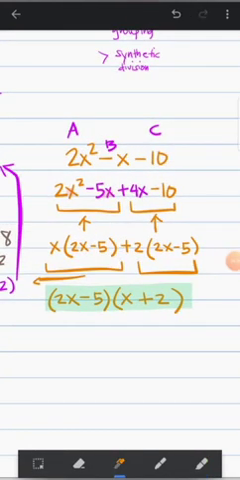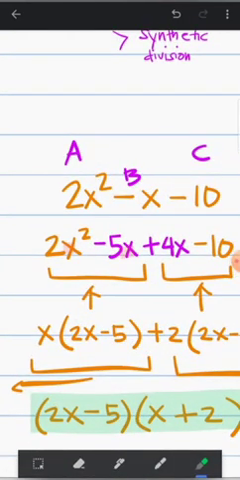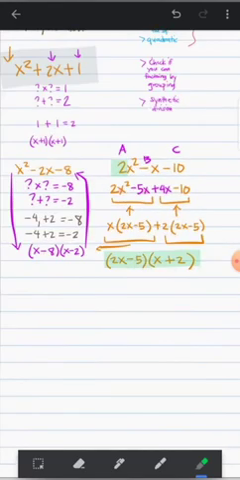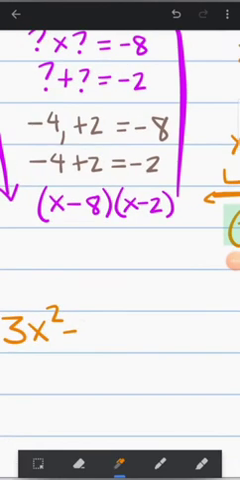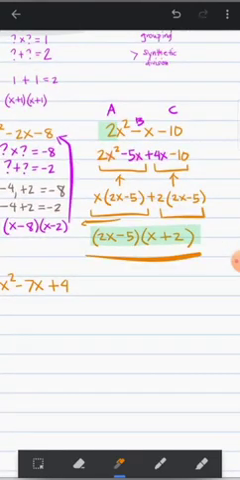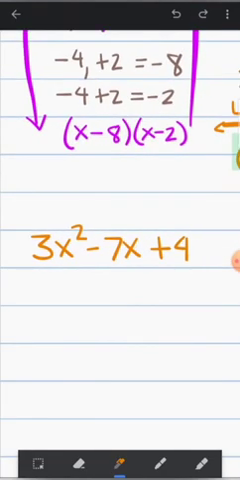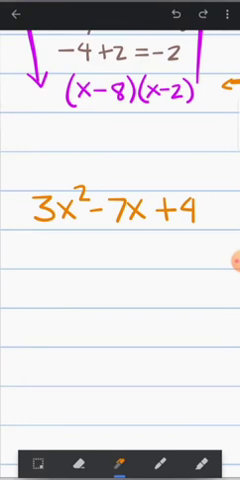So that's how we get the factors of an expression or a polynomial with its coefficient of x squared greater than 1. So our next example is 3x squared minus 7x plus 4. Again, use the method from the previous example and try it yourself and get the factors of this expression. So are you done? If yes, let's start and see if you got it right.